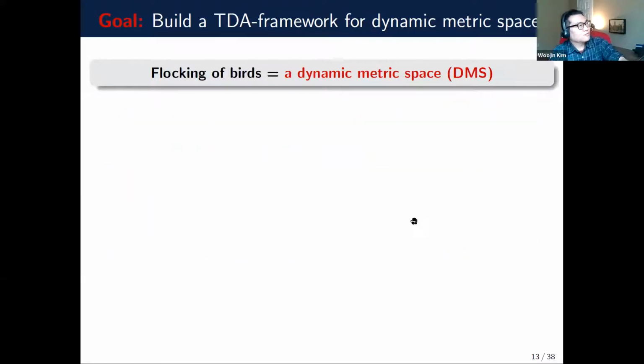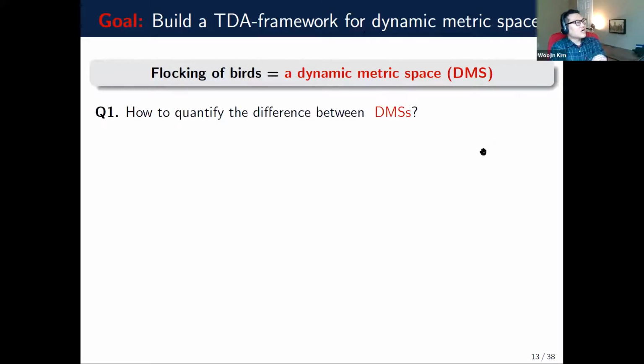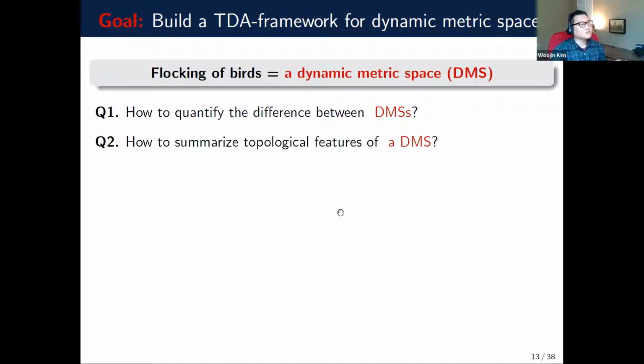So the goal of my talk is to build a persistent homology framework specialized for dynamic metric spaces, which will be a little bit different from considering time series of persistent homology. Remember that flocking of birds or any collective behaviors can be seen as a dynamic metric space. Then the questions are the following. How can we quantify the behavioral difference between dynamic metric spaces so that we can systematically classify collective behaviors? And how can we summarize topological features of a dynamic metric space, given that such topological features are time evolving?